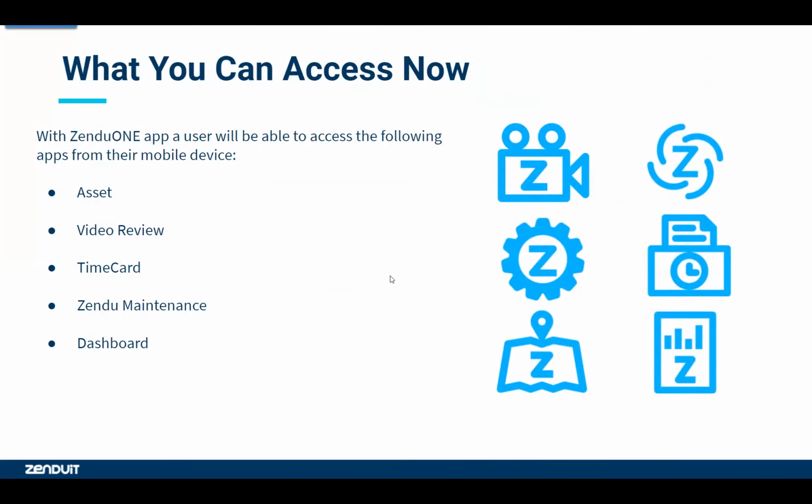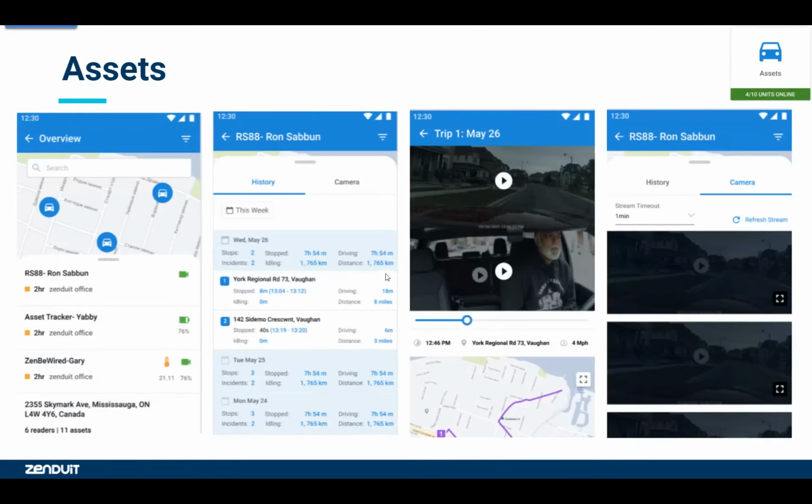Eventually, all of your favorite ZenduWith applications will be on ZenduOne. However, we are currently hosting the following 5 here. To kick it off, we're going to start with the asset module. With the asset module, fleet managers will now have complete insight over all their vehicles distribution from location, historical trip, as well as the ability to live stream the cameras within the vehicles, thus allowing the manager to have complete oversight on the application itself.